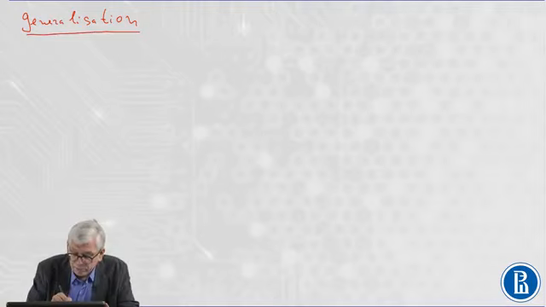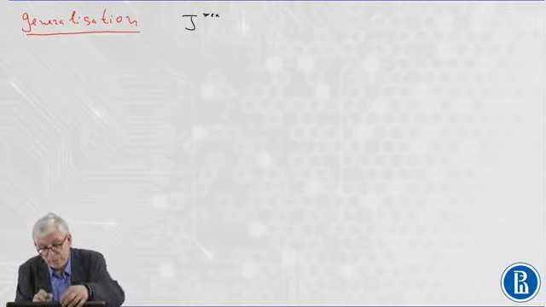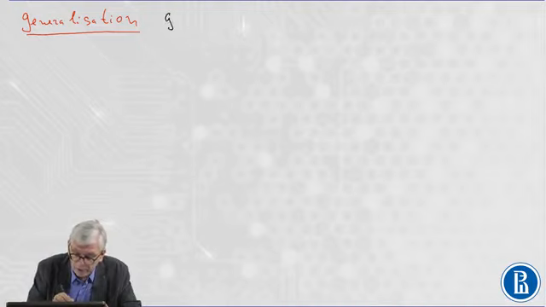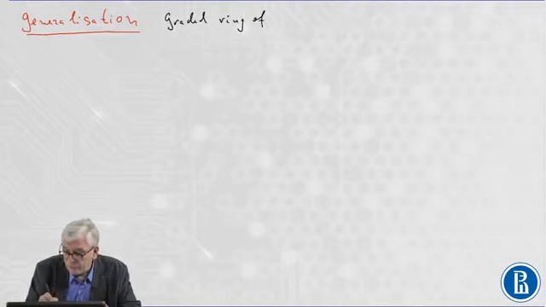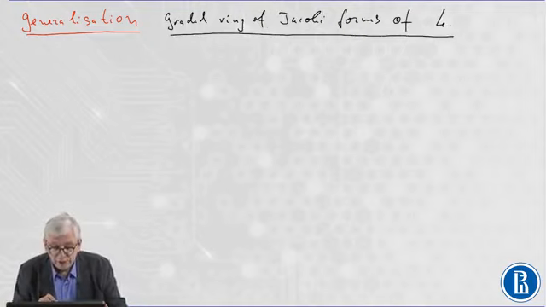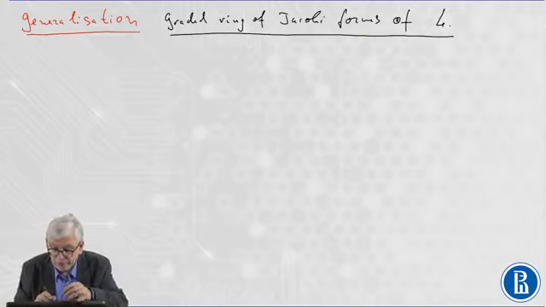Let's put the same question about the graded ring of weak Jacobi forms for the lattice L. And the graded ring, certainly, of weak Jacobi forms. This is very important, so let me add this: weak.